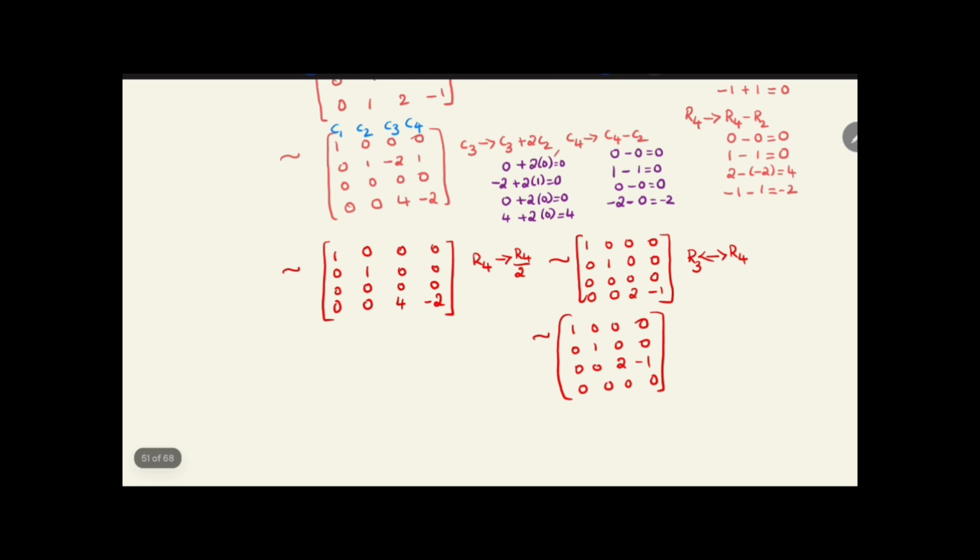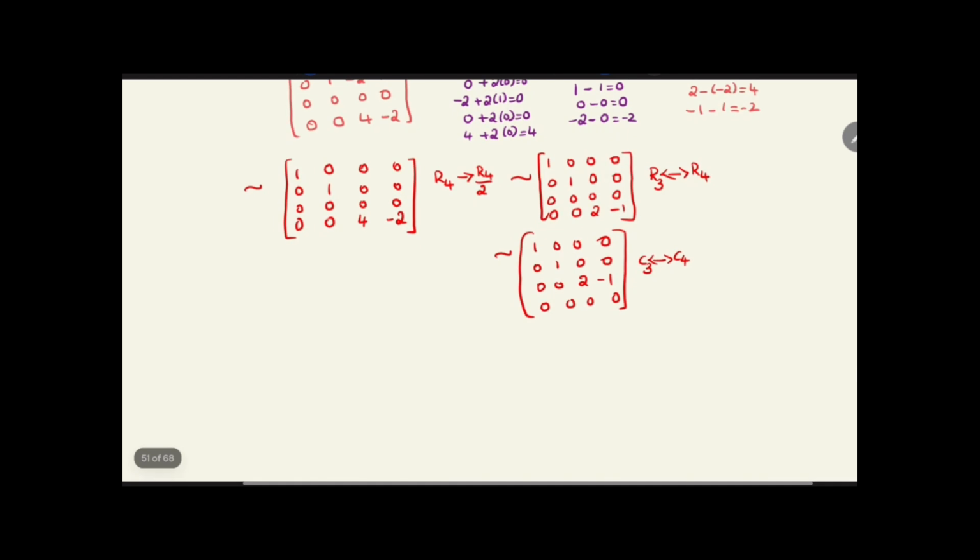Again this element is a diagonal element, right? This element is a diagonal element. I should make this 1. So what will I do now? I will swap C3 and C4. Okay students, so 1 0 0 0, 0 1 0 0, 0 0 minus 1 0 and 0 0 2 0.